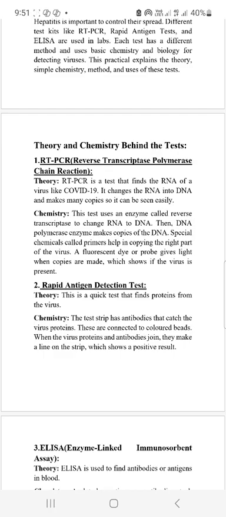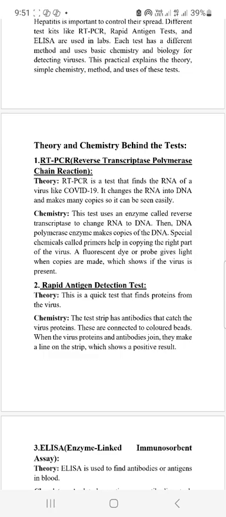Special chemicals are also used, like primers. These chemicals help in copying the right part of the virus. We can also use a fluorescent dye or probes which give light when copies are made. So when the light is shown, it shows that the virus is present.